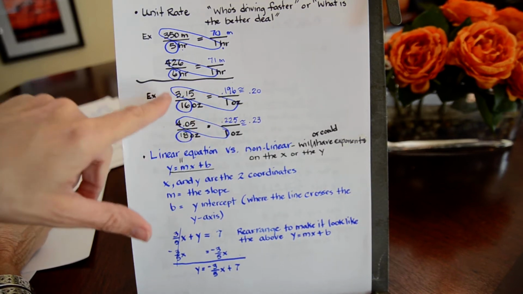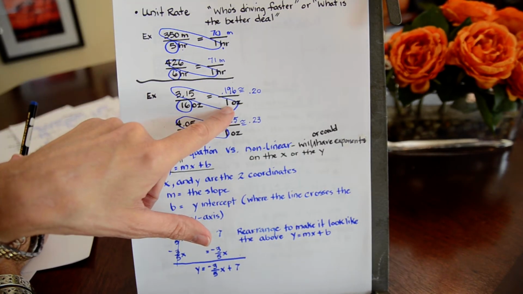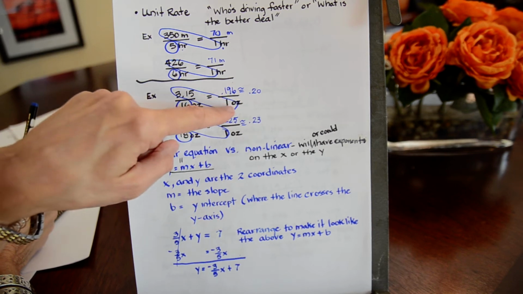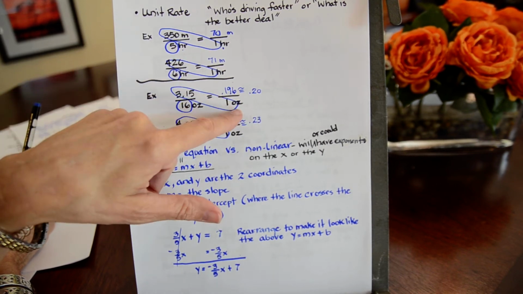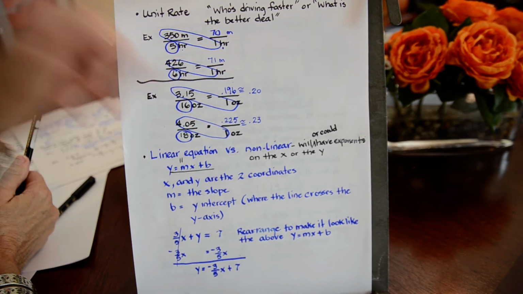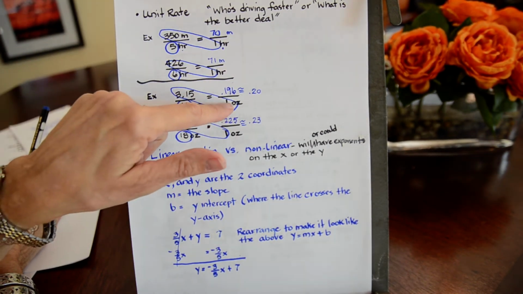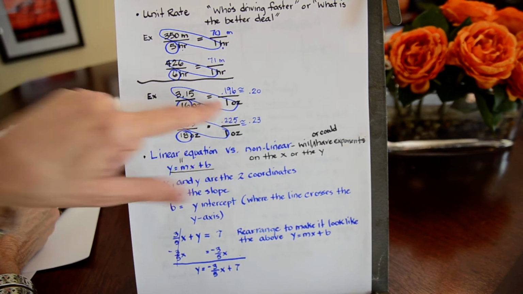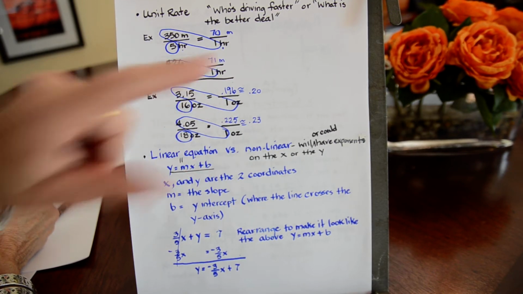Always, when you're presented with 3 parts of something and you're looking for the 4th, make sure you've got your ounces next to ounces or your miles next to miles and hours next to hours. But then you will multiply the 2 things diagonal and divide by what's left, and it'll give you that missing piece.